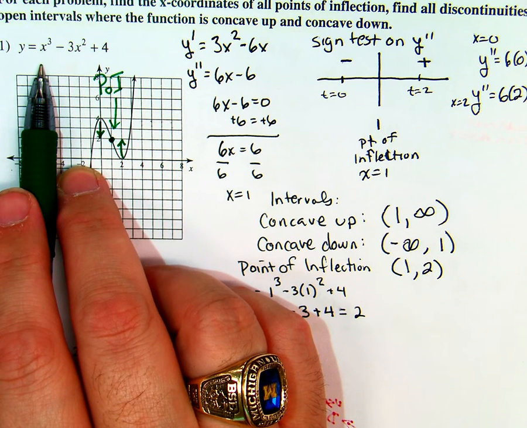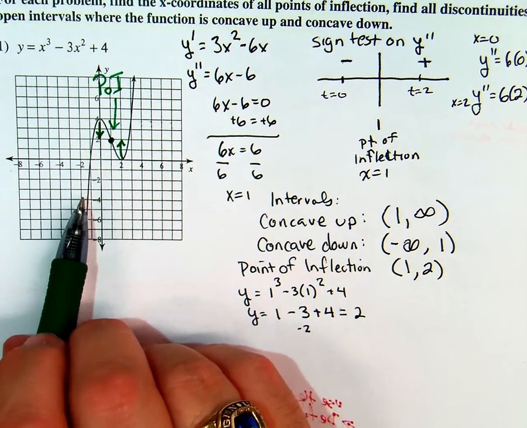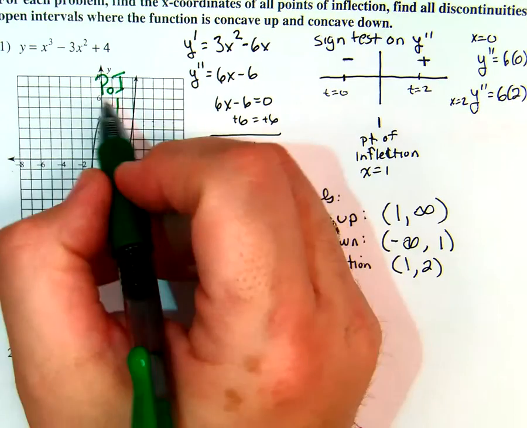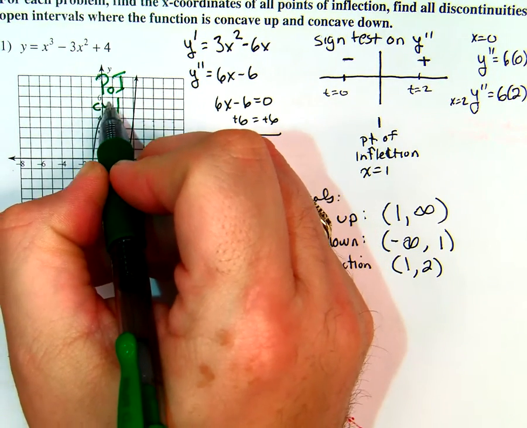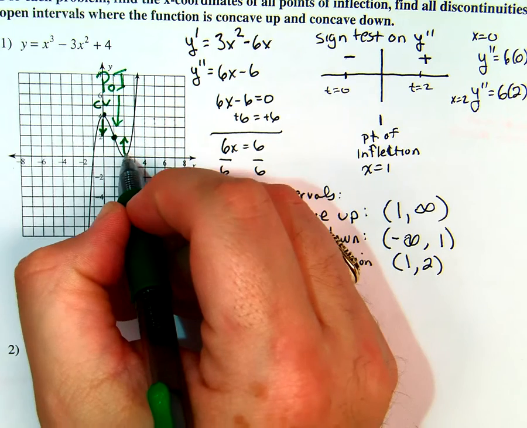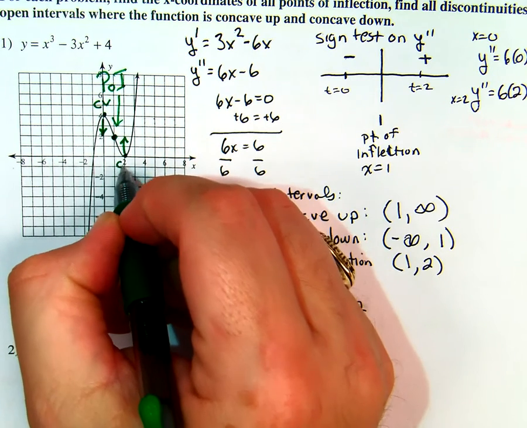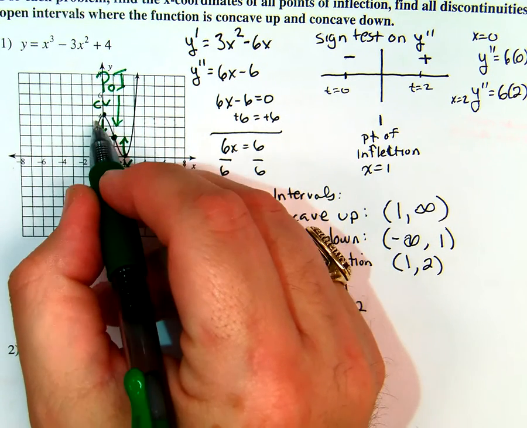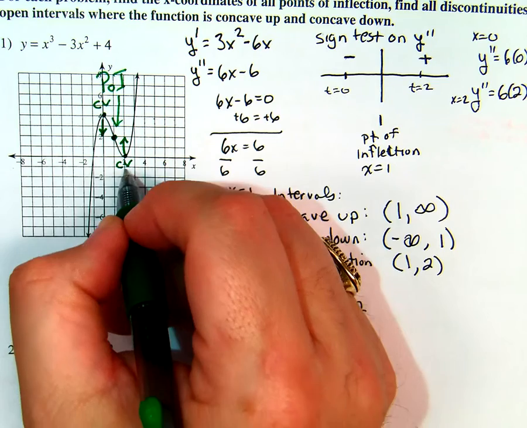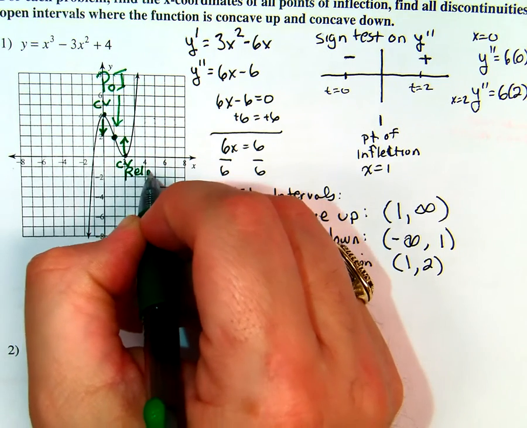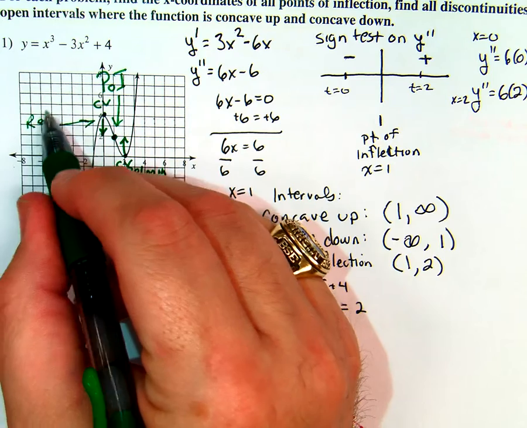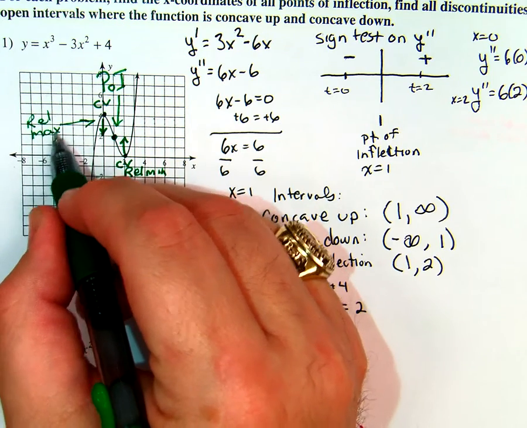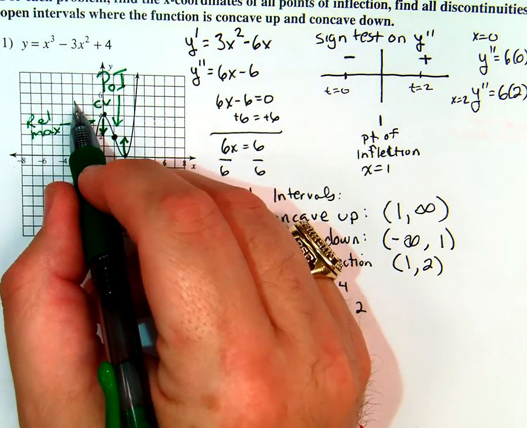Yes? Your critical values are going to be here. That's a critical value, and here's a critical value. Because critical values are for minimums and maximums. So that's a relative minimum. That guy right there is a relative maximum. So that's where y prime is equal to 0.